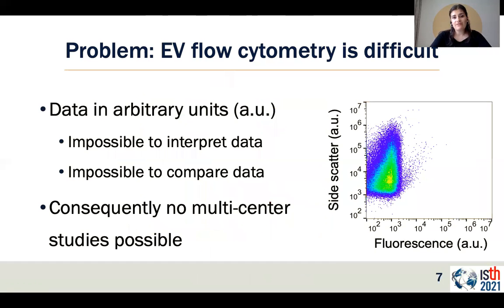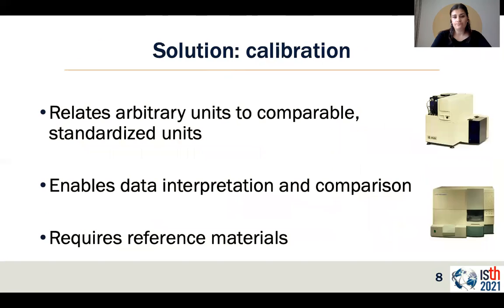Another thing is that EV flow cytometry is difficult because the data comes in arbitrary units, which makes it impossible to interpret the data for one. And the other thing is that it makes it impossible to compare your data. And consequently, at the moment, we can't conduct any multi-center studies because of this. And that's actually a problem because if we want to explore EVs as biomarkers, we need reliable measurements, but we also need comparable measurements. And one thing to solve this problem is to calibrate your instrument.